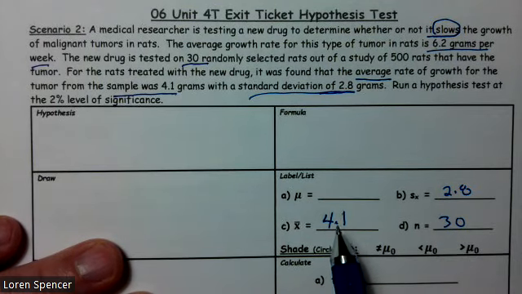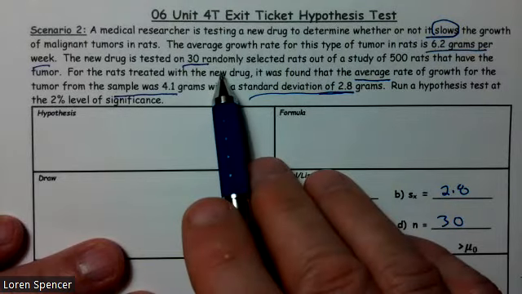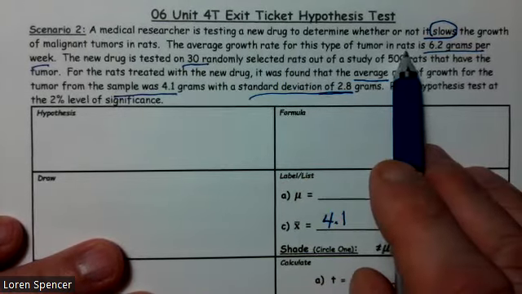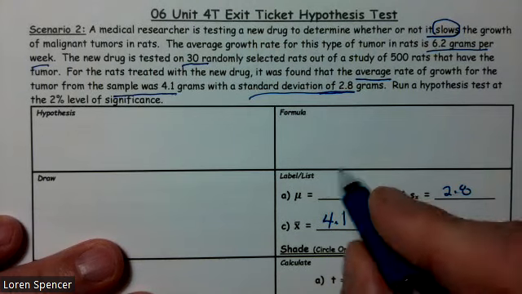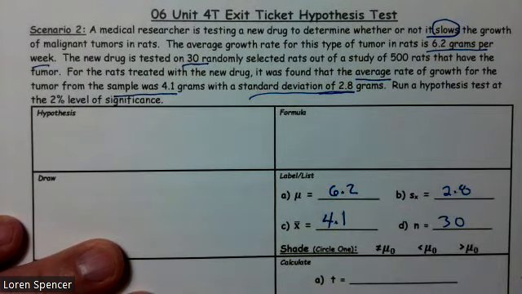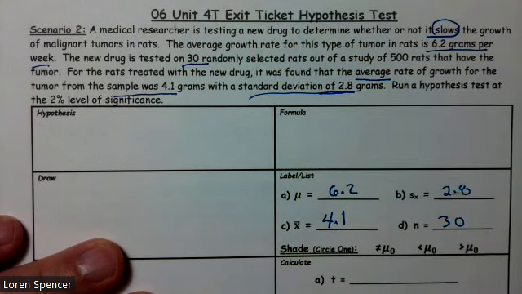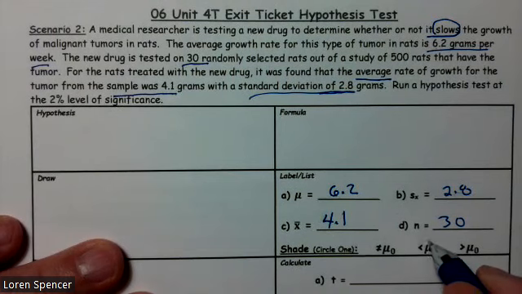So the question is, what's my population mean? Well, they already told us that it has an average rate of 6.2. So that is our status quo. They want to know if it slows it, that means it wants to decrease it or make it less.